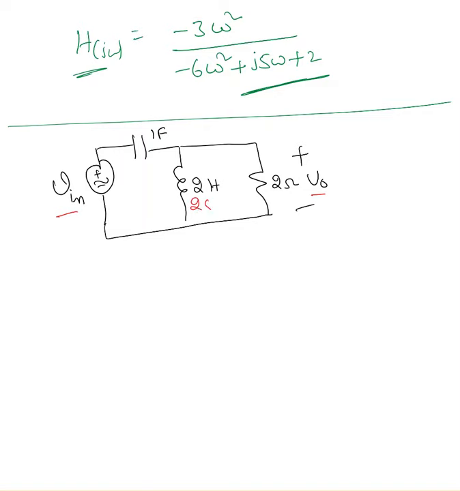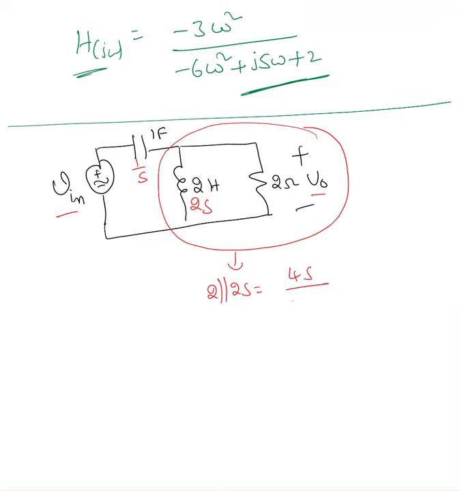So this is 2S, this is 1 over S. Okay, I can see these two are in parallel. That parallel combination is in series with this. Now I can use the voltage division rule. So first, these two are in parallel: 2 parallel with 2S is going to be 4S over 2 plus 2S. If you simplify, it is going to be 2S over S plus 1.